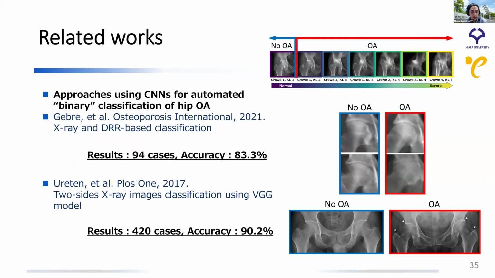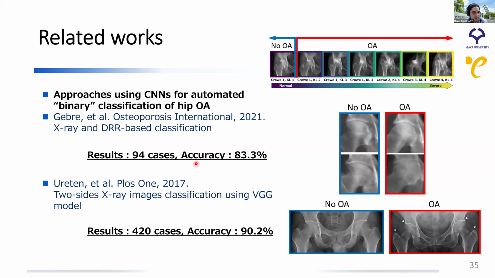So for the related work, other studies have also addressed this problem. However, they are mainly focusing on binary classification, so whether the patient has OA or no OA. In the case of no OA, this is a kind of normal case. And in case of OA, the automatic grading system will tell that this patient has OA. Corresponding with our grading scale, no OA corresponds with around CROW1 and KL1, and all OA have the upper levels in our scale.